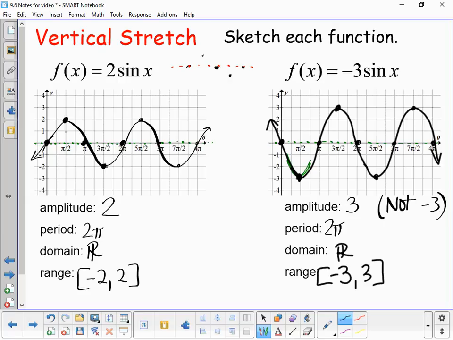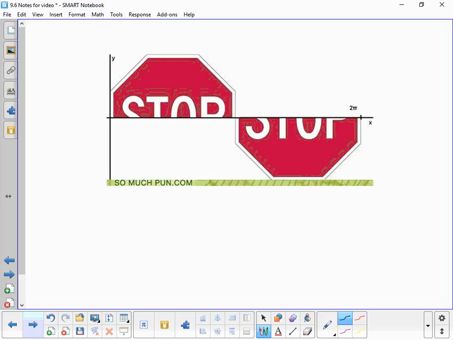Okay, so those are the two transformations that we're gonna focus on today.